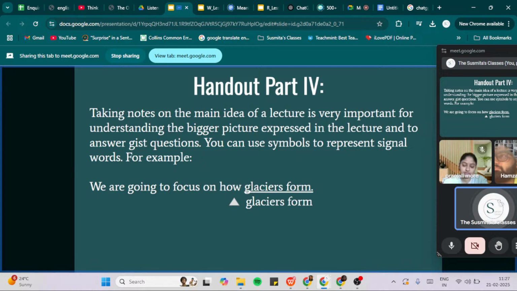Now, when I say don't take a lot of notes, you can just take one-word notes also. Say in the lecture the professor says we are going to focus on how glaciers form. Your notes could be "glaciers form."